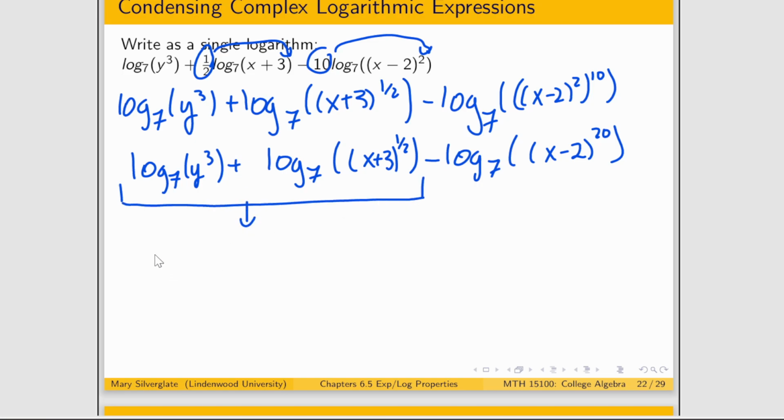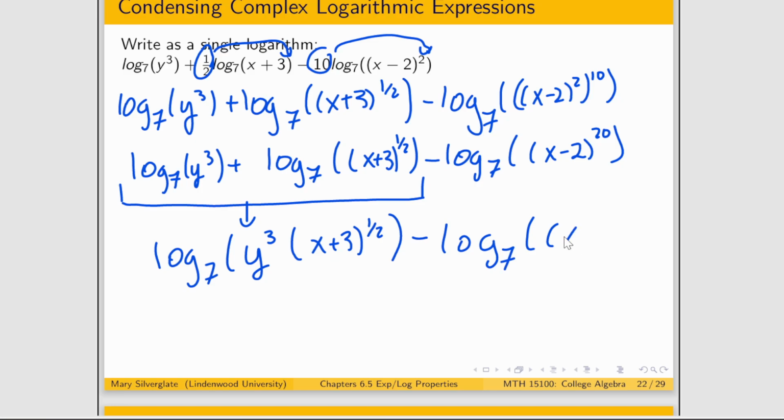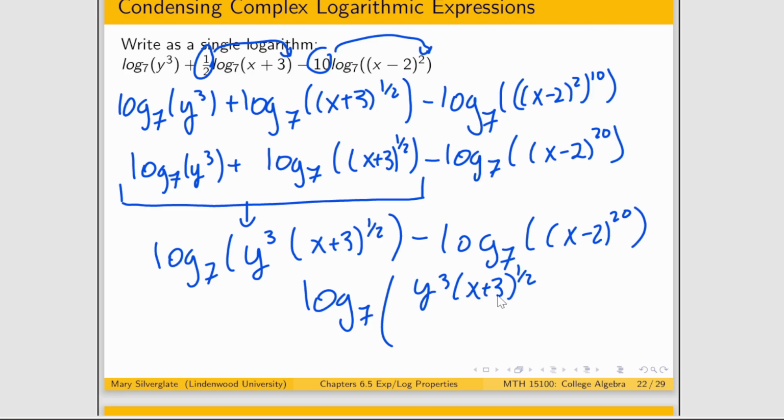So this addition outside the log becomes multiplication inside the log. So that becomes log base 7 of y to the third times x plus 3 to the 1/2, making sure that you make it clear that 1/2 is just attached to the x plus 3 and that third is just attached to the y. And I'm just going to rewrite the other term. Now you're ready to go ahead and combine these. So that subtraction outside the log becomes division inside the log. So that's y to the third times x plus 3 to the 1/2 all over x minus 2 to the 20th. And then you'd be done.